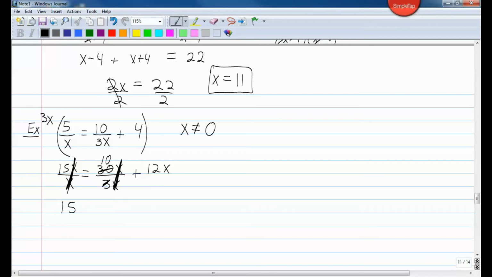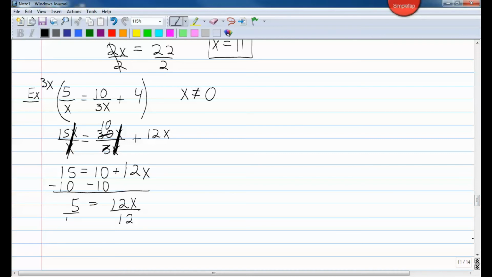So what am I left with? 15 equals 10 plus 12x. Alright, so this is one of those where I'm probably not going to move my x to the left side because it's already on the right side and there's no other x over here. So I'm going to take the 10 and move it over. So that will be minus 10 on both sides. So that leaves me with 5. So 5 equals 12x. Divide both sides by 12 because that's what's beside the x. And so my solution is x equals 5 over 12.